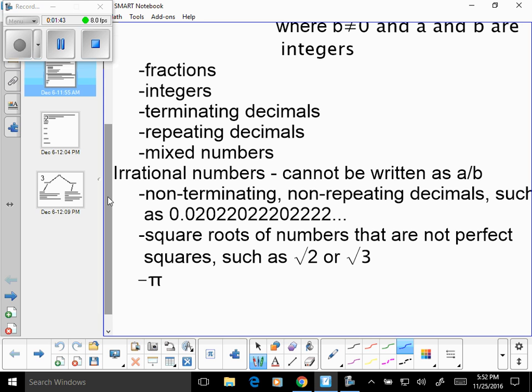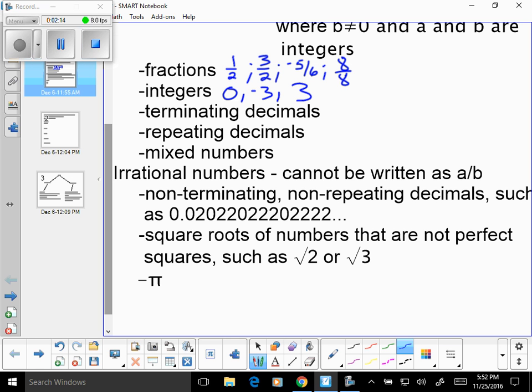Fractions. Things like 1/2, 3/2, -5/6, 8/8. Again, notice they're integers, and the bottom numbers, the denominators, cannot be 0. Another example of a rational number is an integer, like 0, -3, +3.